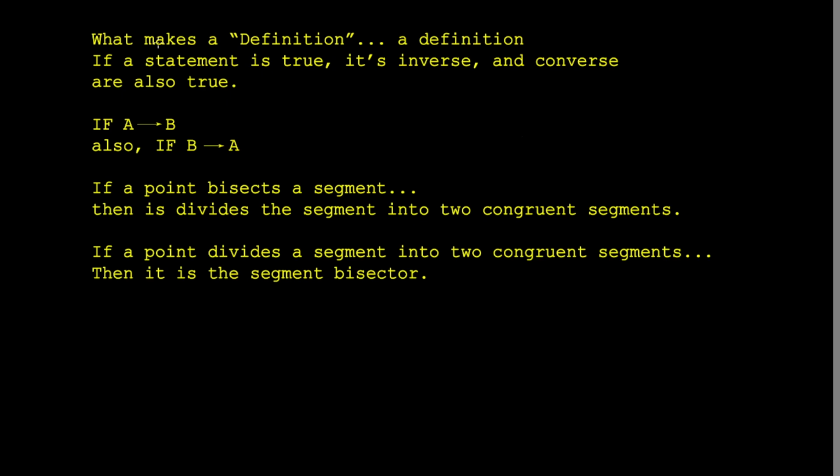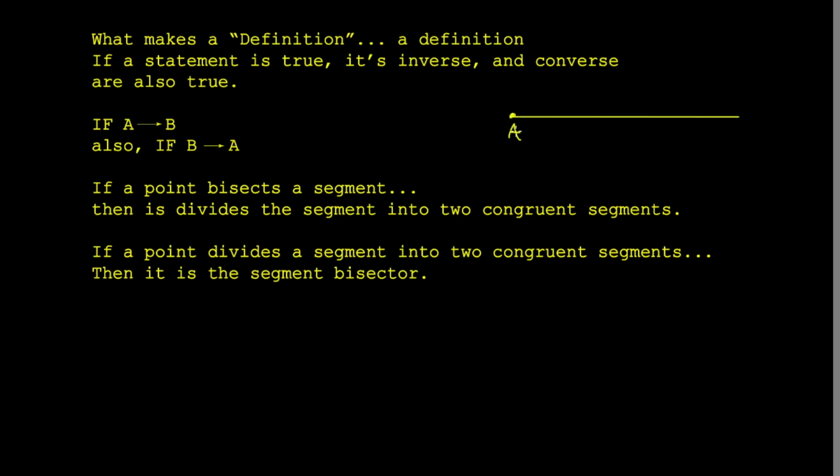This video will deal with what makes a definition, which seems circular, but it's not. If a statement is true, its inverse and converse are also true. That is a definition. Remember, the contrapositive is always true. So if A, then B, if B, then A. We're going to show this by example.